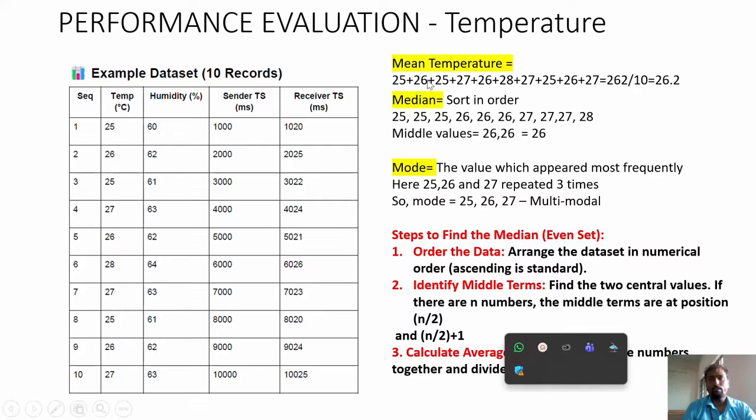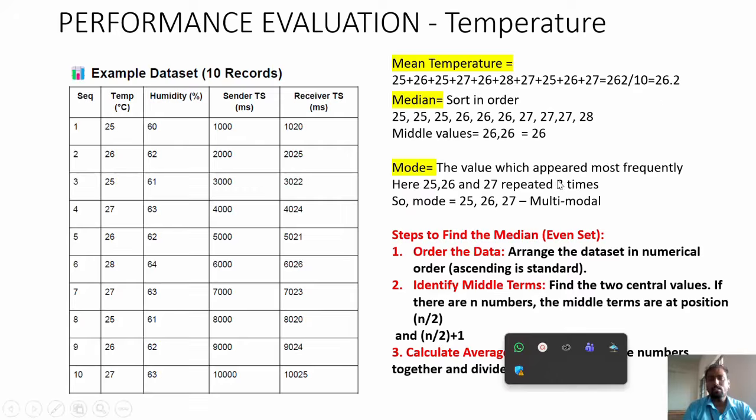So 25 plus 26 plus 25 plus 27 plus 26 plus 28 plus 27 plus 25 plus 26 plus 27, which is equal to 262. As there are 10 values, we have to divide it by 10, which is equivalent to 26.2. The next thing is median.